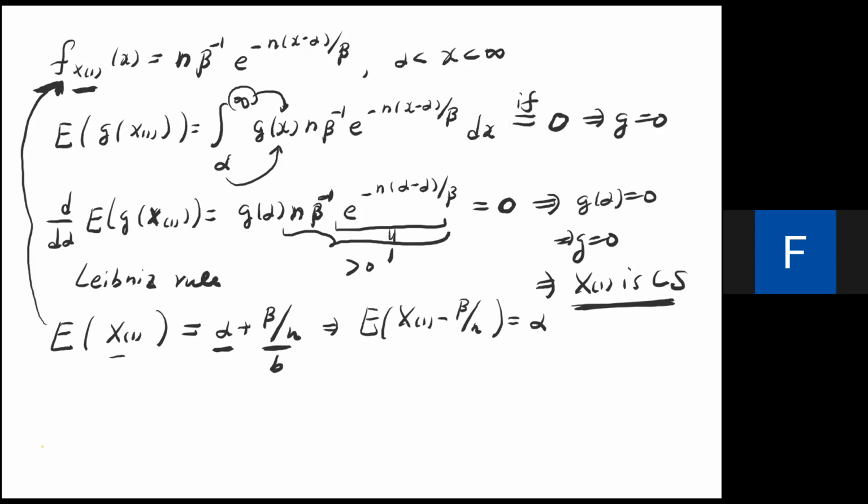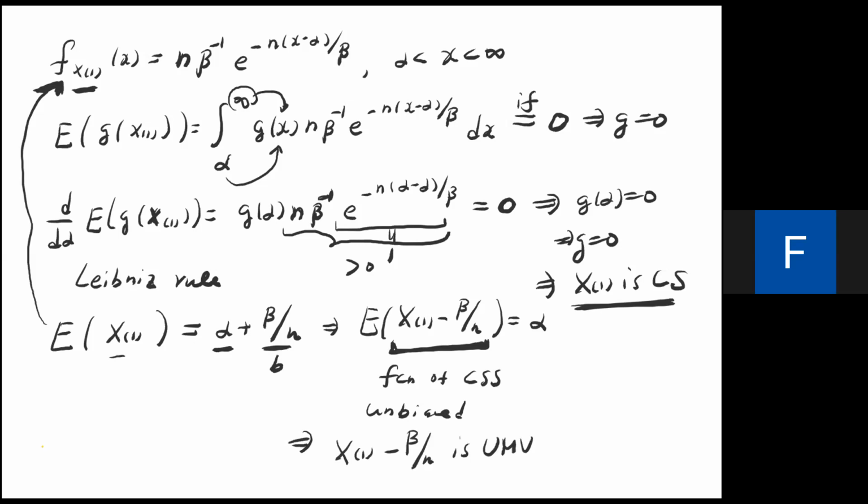Okay, I think so. Let me make sure that I don't mix anything. Yep, I think so. So this guy right here is again a function of the complete sufficient statistic, and it is unbiased as well. So I can claim that X1 minus beta divided by n is the UMVUE by Lehmann-Scheffé.